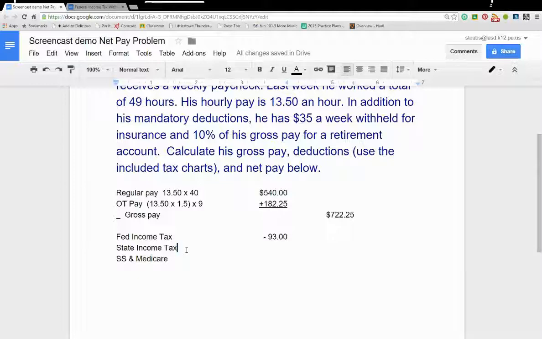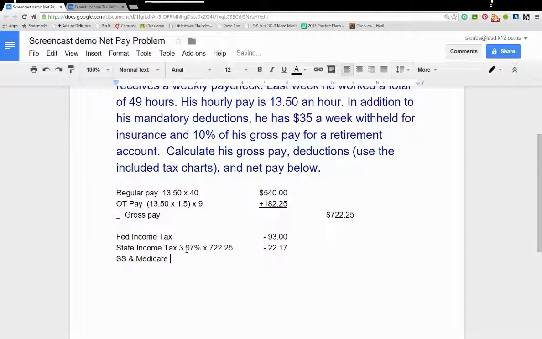State income tax for the state of Pennsylvania is a flat rate. It's 3.07% of gross pay. The word "of" tells us to do multiplication. So 3.07% times $722.25. That math comes out to $22.17 coming out of the paycheck to pay the Commonwealth of Pennsylvania. Every state does it a little different.